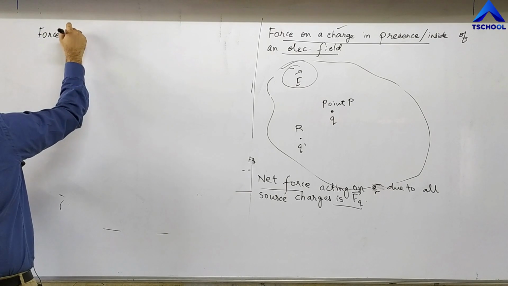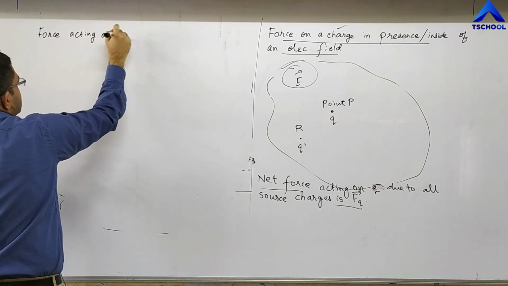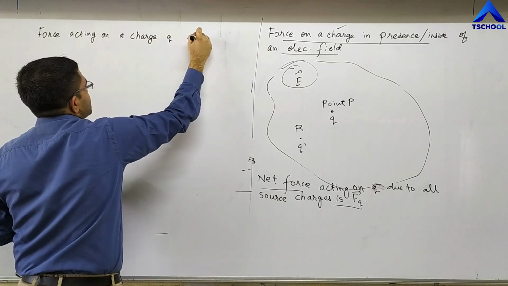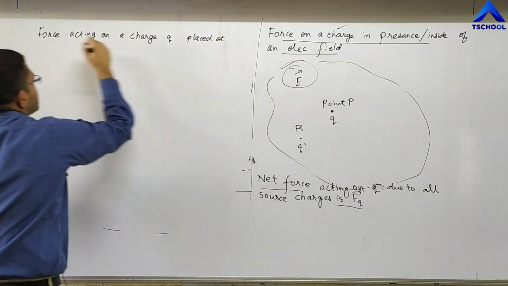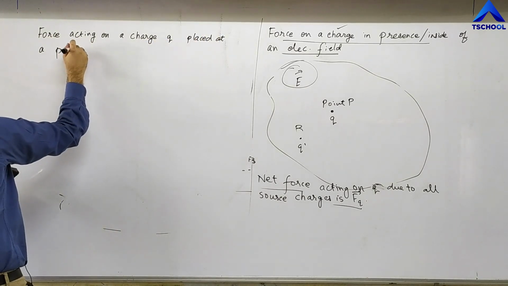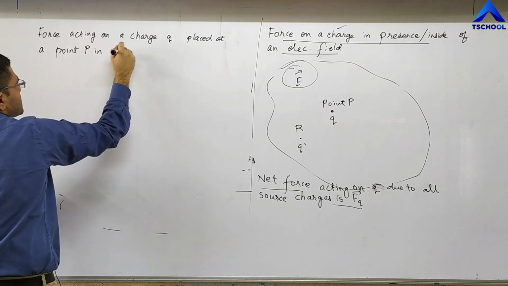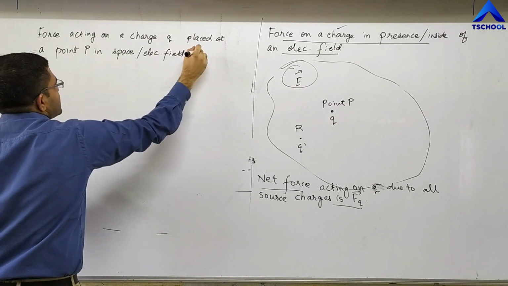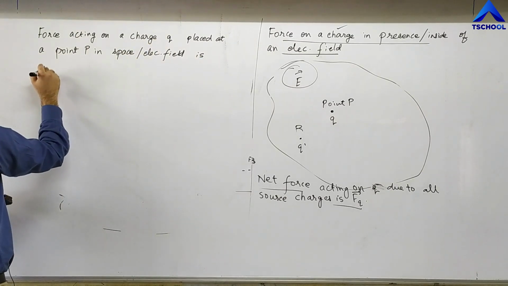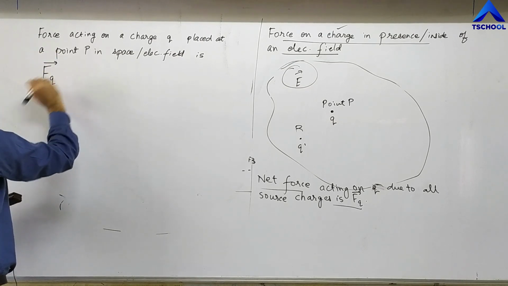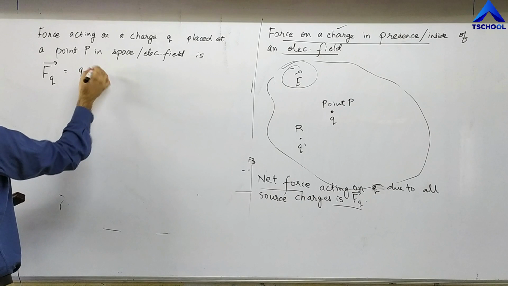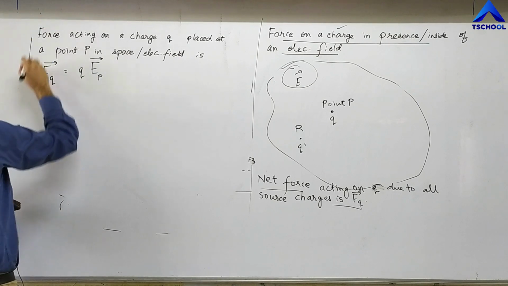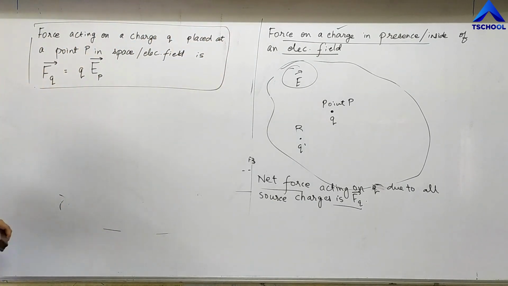Force acting on a charge Q placed at a point P in space or inside an electric field. You could write either, doesn't matter. Is F on Q, the vector, is equal to charge Q multiplied by the electric field at the point P. This is very important for us.